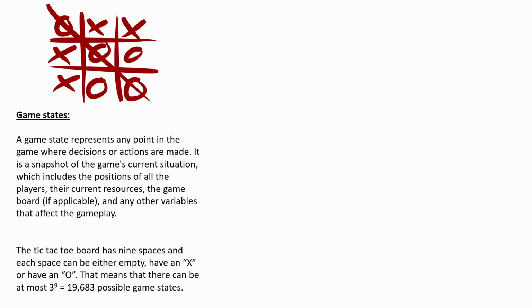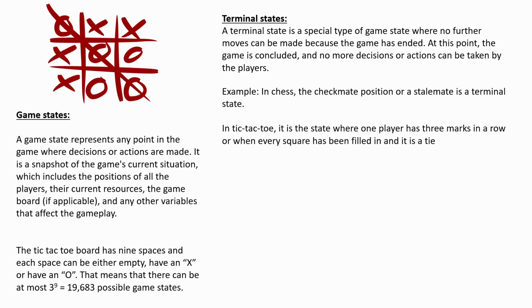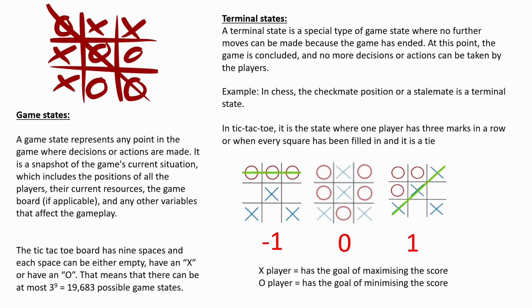Now, in tic-tac-toe, we have game states and we have terminal states. Game states represent any point in the game where the decisions or the actions are made and it hasn't reached the final point yet. When it does, we call that the terminal state. It is a special type of game state where no further moves can be made because the game has ended, and it will either be a win, a loss, or a tie.